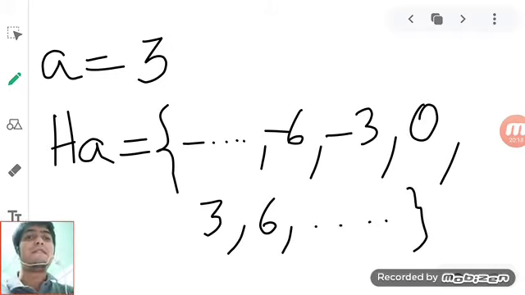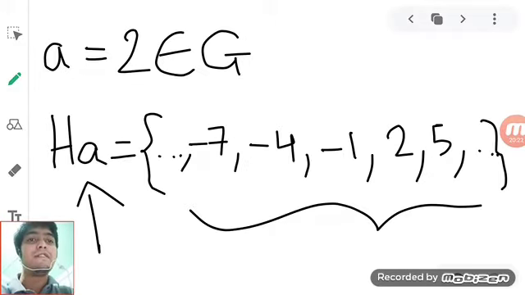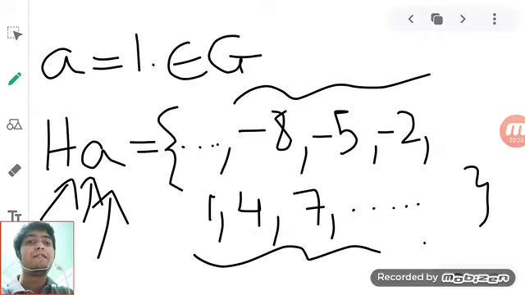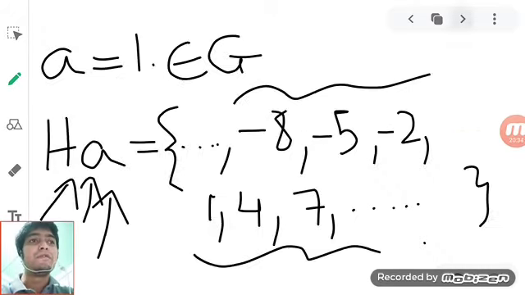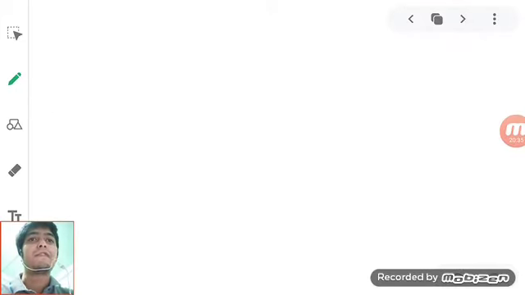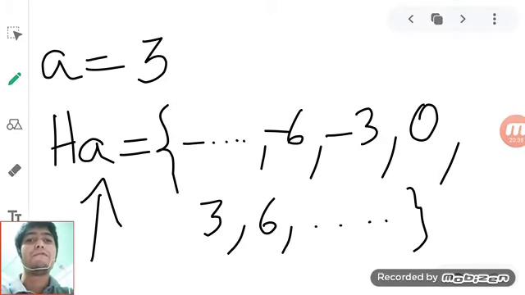Now just see, now this is very important. Is this HA here equal to this? No. What about with this one? Again, no. What about with A equal to 0? If you see the numbers, now they are the same. Okay, so this is when we stop. We stop when we are having the same coset.